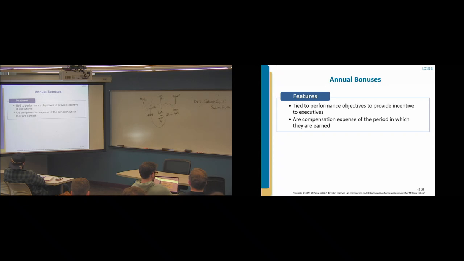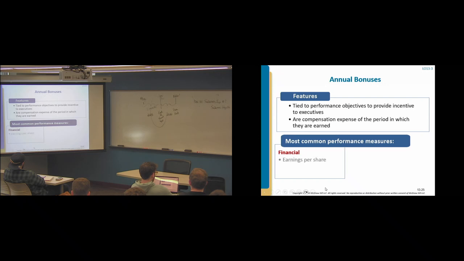Annual bonuses are typically payments tied to some kind of performance objectives that have been met, right? Really we do it to incentivize people to work harder. And basically, same idea: compensation is accrued when it's earned, right?